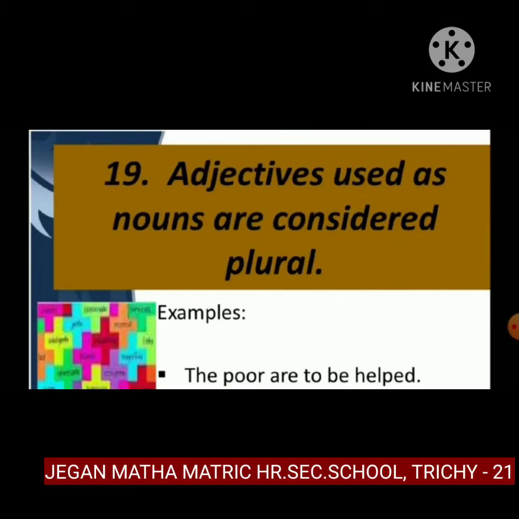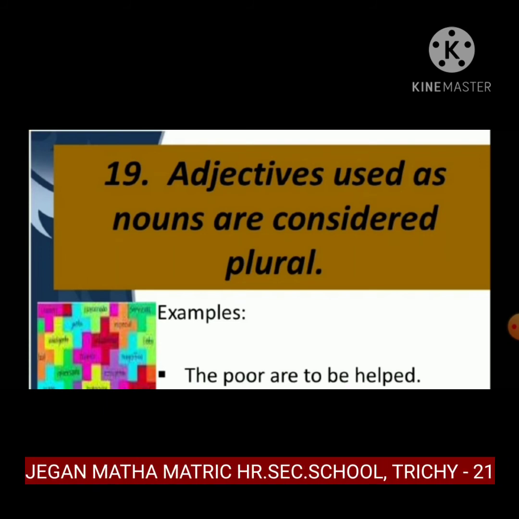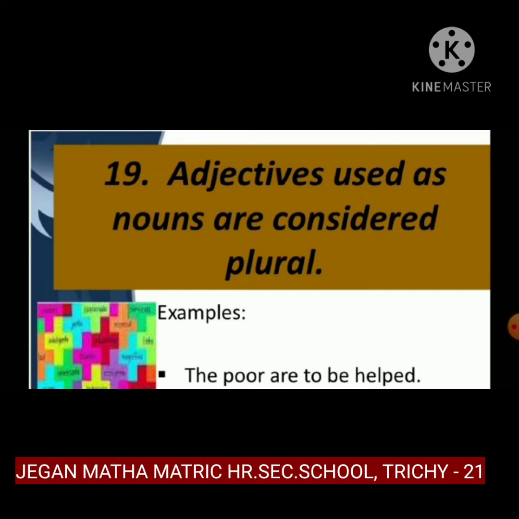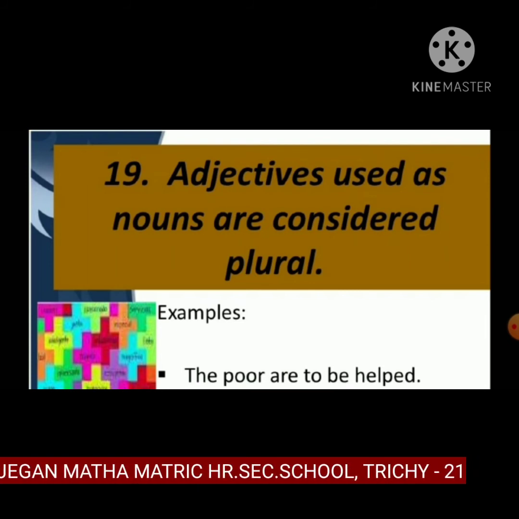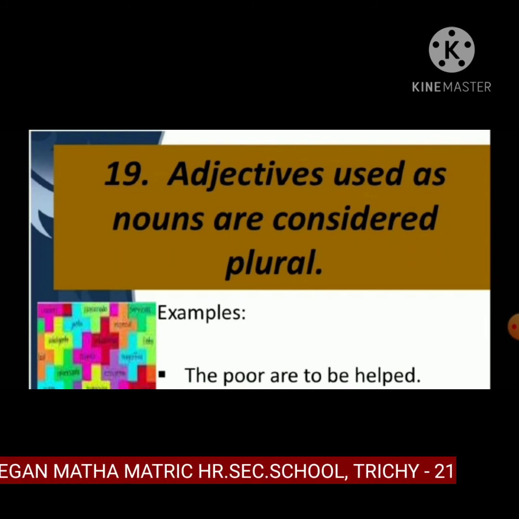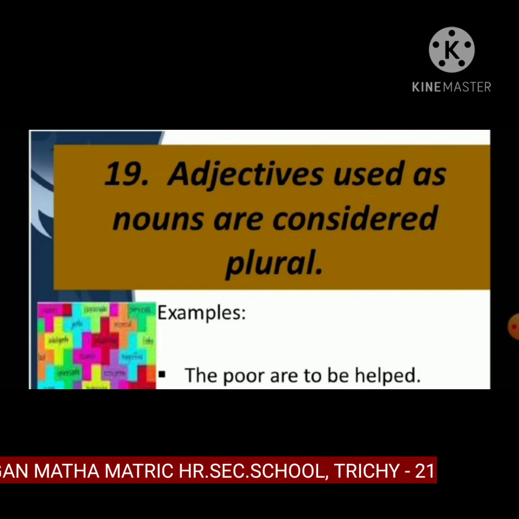Adjectives used as nouns are considered plural. For example, the poor are to be helped. Poor, the poor. What is the adjective here? Poor. So consider a plural verb: are. The poor are to be helped.